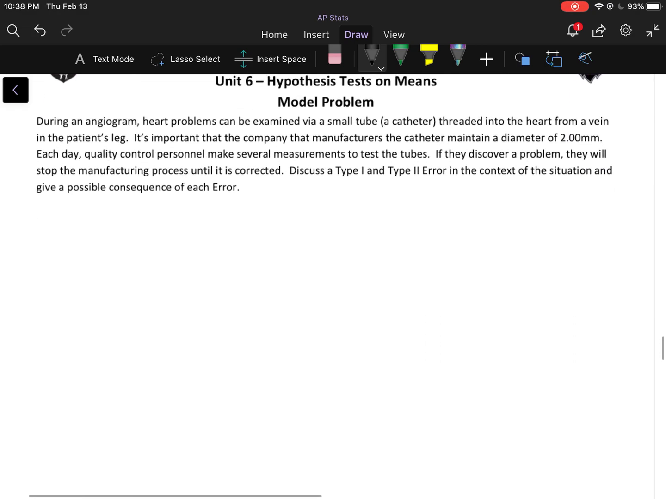So let's go ahead and go through the model problem. Again, we have this angiogram, and we want it so that the machines are making 2 millimeter diameters of this catheter, and we would stop the machine if it wasn't 2 millimeters. So our H0 is going to be mu equals 2 millimeters, and I only write this out because it helps me create my type 1 and type 2 error analysis. And HA is mu does not equal 2 millimeters.